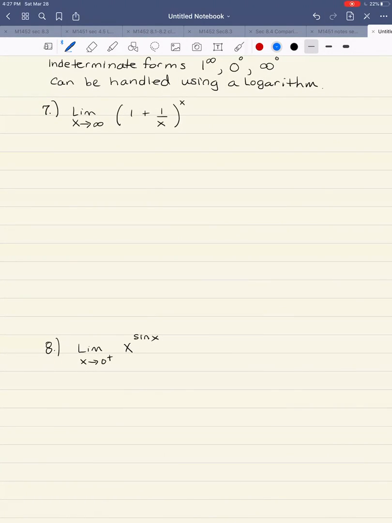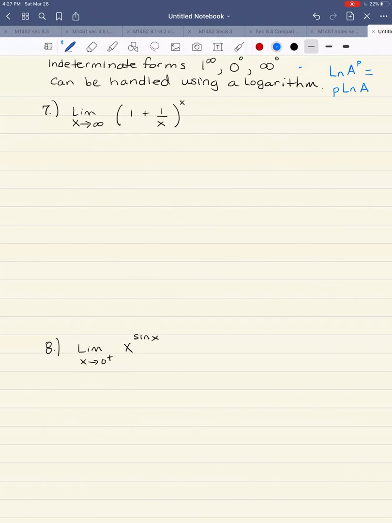Now we'll look at the exponential indeterminate forms, 1 to the infinity, 0 to the 0, and infinity to the 0. We can take them out of those exponential forms using a logarithm, because remember that the log of anything to a power can be written as that power times the log of anything. And so when we encounter these rules, we're going to use a logarithm.